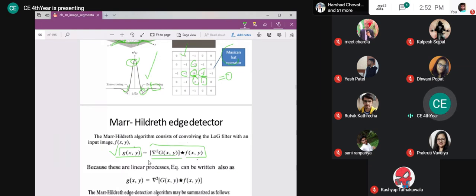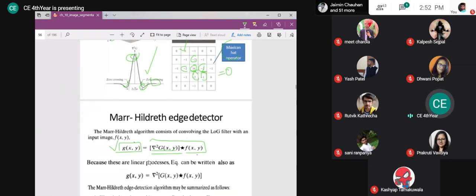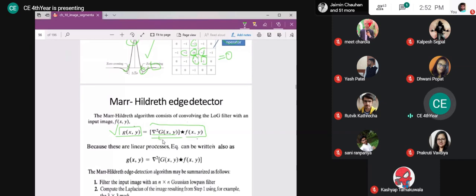Then they continue with their experiment, and they said that it is not required that you use the LOG filter only. You can take your image, first apply Gaussian and then apply Laplacian.